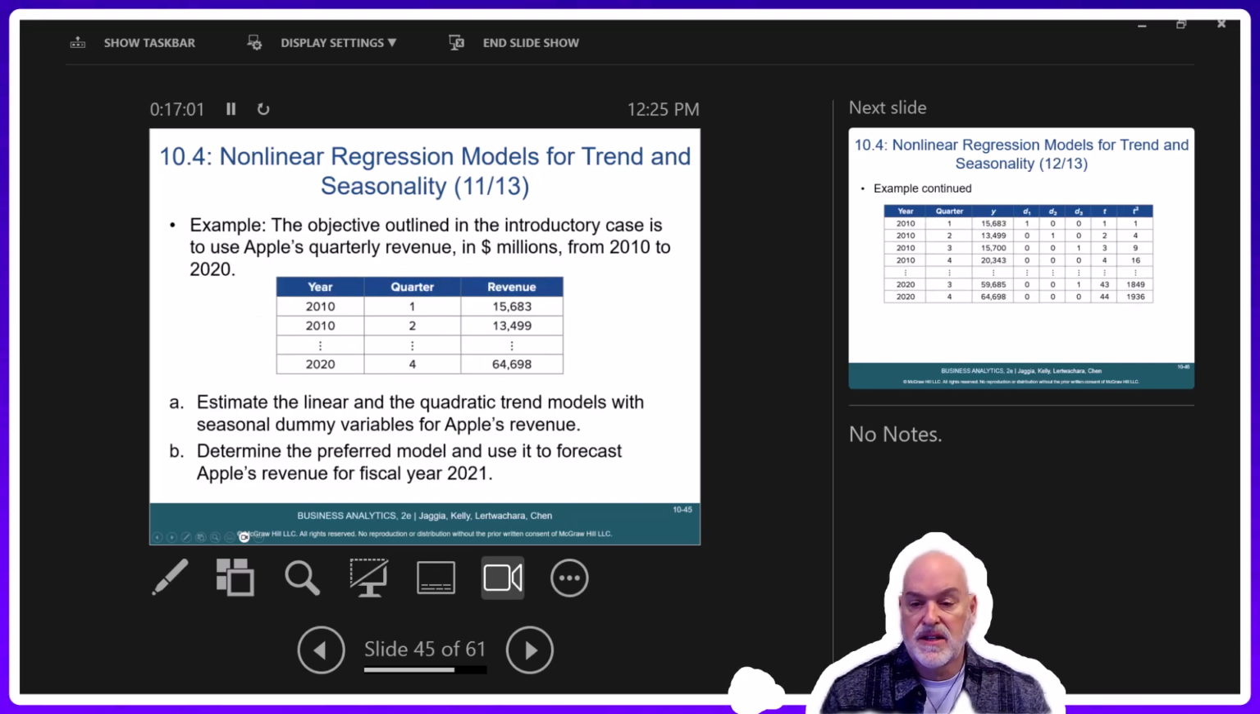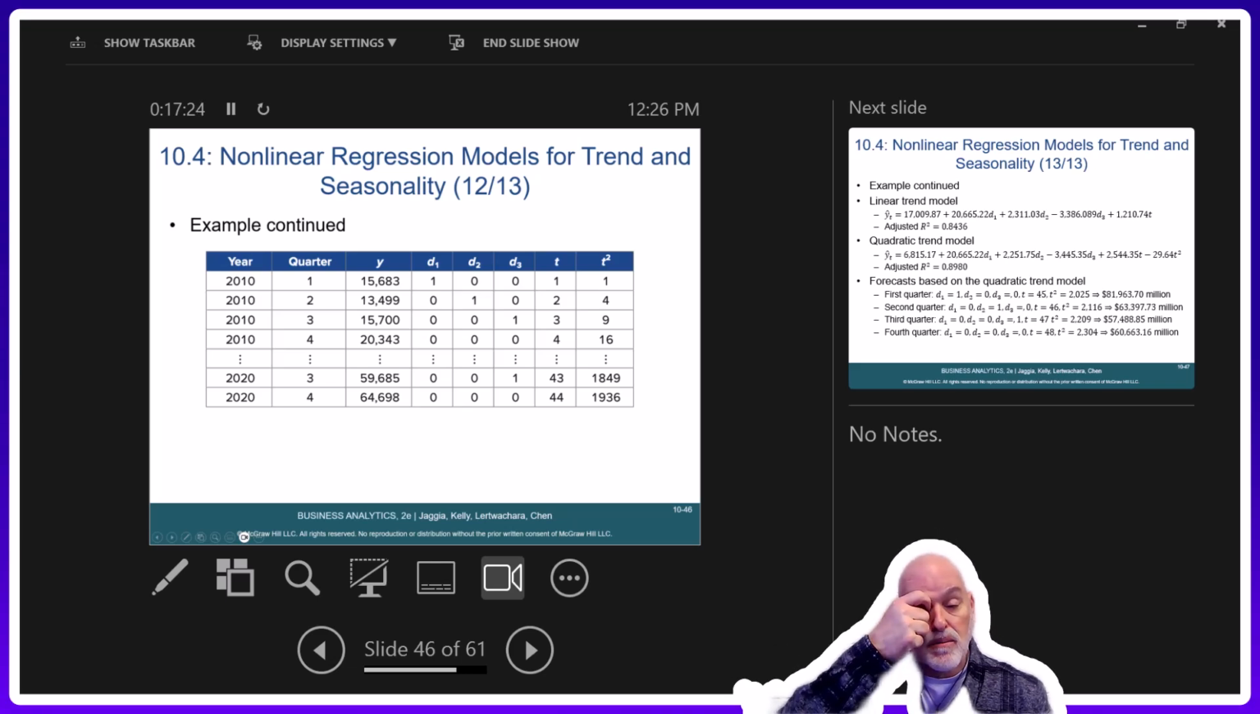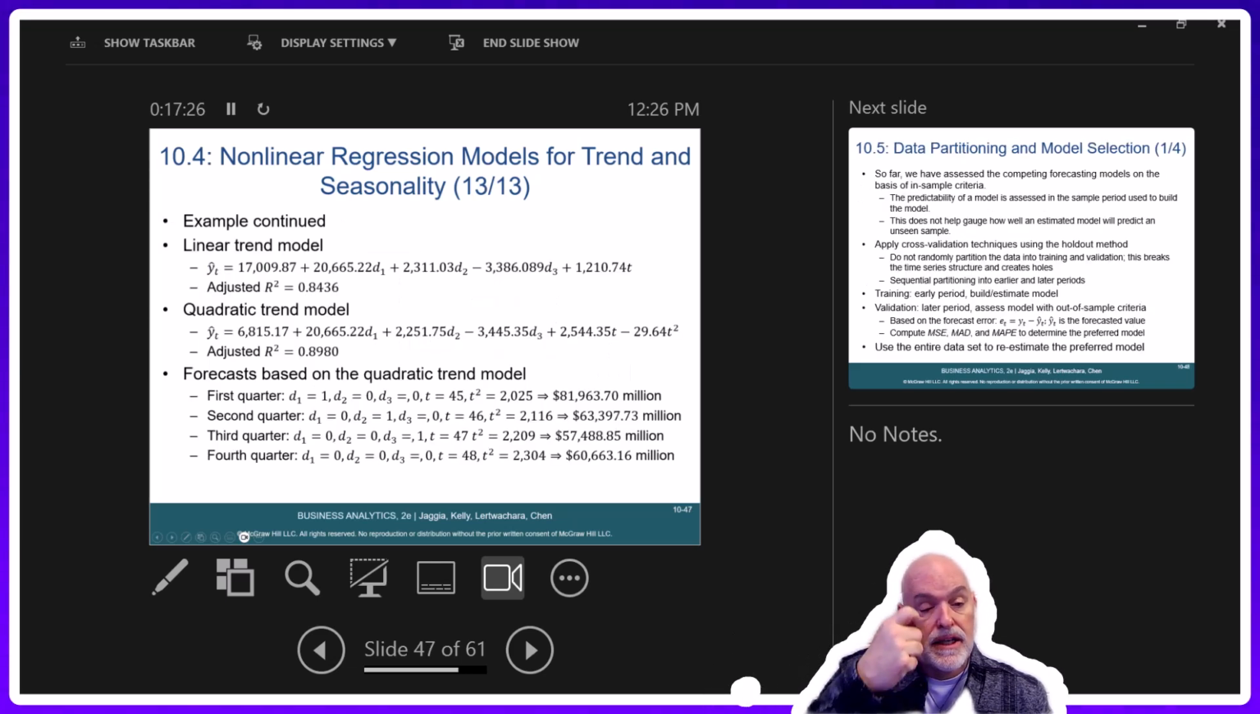The objective outlined in the introductory case is to use Apple's quarterly revenue in millions of dollars from 2010 to 2020. Estimate the linear and the quadratic trend models with seasonal dummy variables for Apple's revenue. Determine the preferred model and use it to forecast Apple's revenue for fiscal 2021. Here are our charts and our summaries that we put in. Here's the example continued: the linear trend, the quadratic model, and the forecast based on the quadratic trend model.